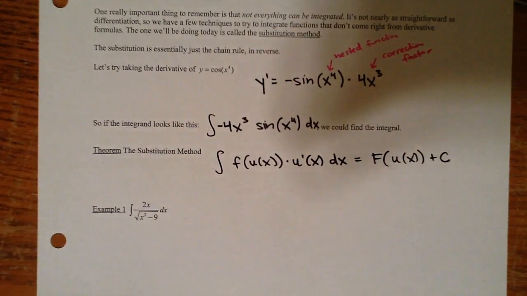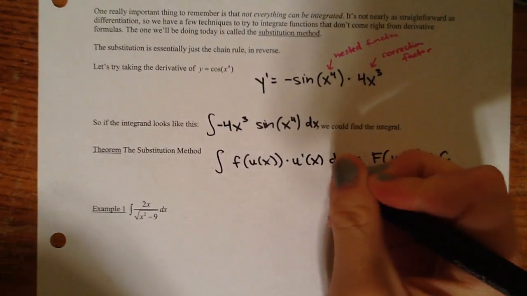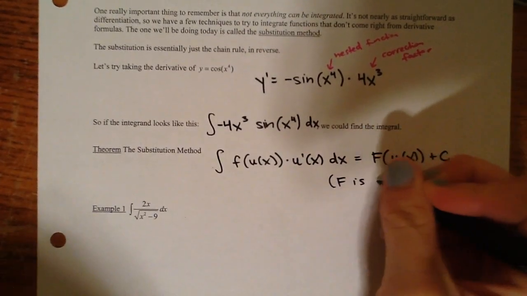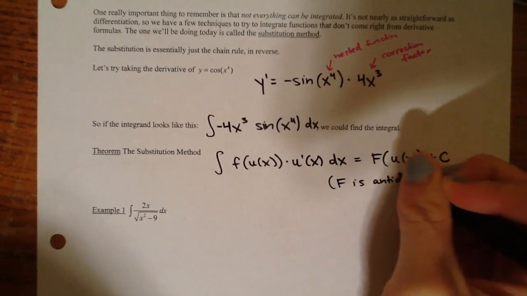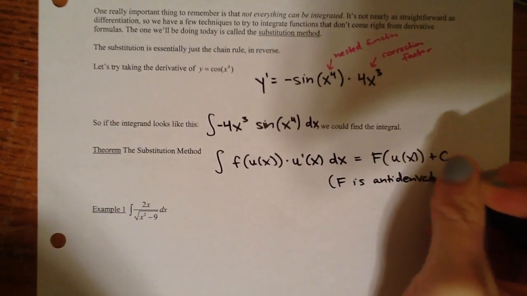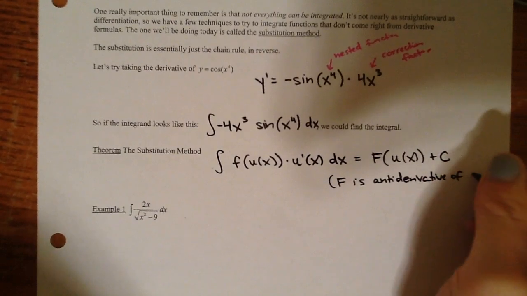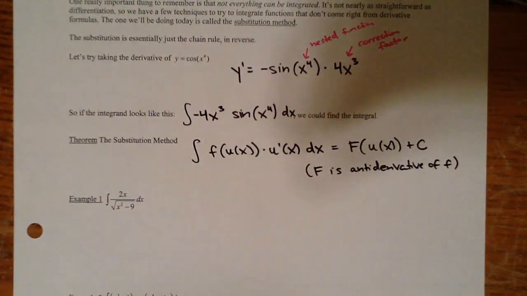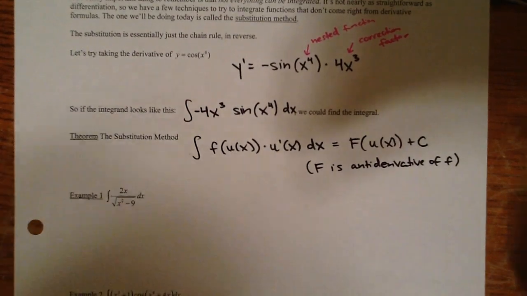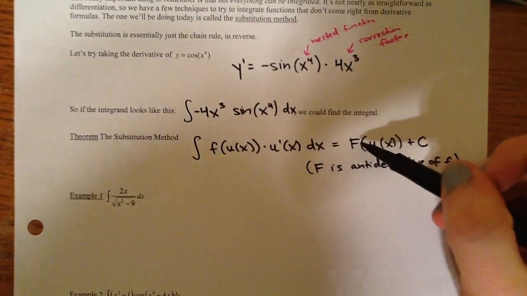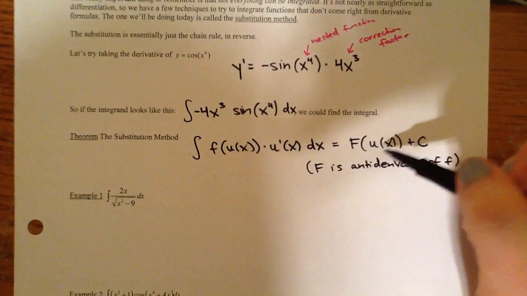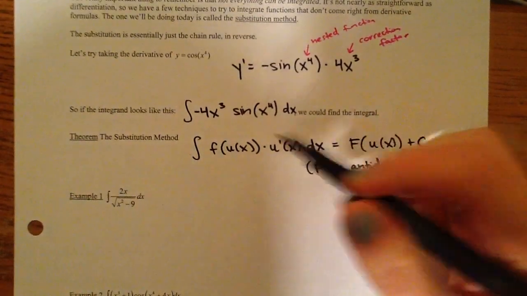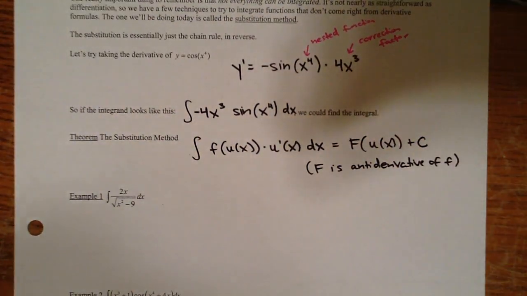Okay, where capital F, remember, is an antiderivative of f. So I should probably make that note. Capital F is an antiderivative of f. And you can kind of picture it. When you take the derivative of this, capital F prime gives you lowercase f of u of x, and then times u prime of x, and you'd land right back there. Okay, so that's our theorem.